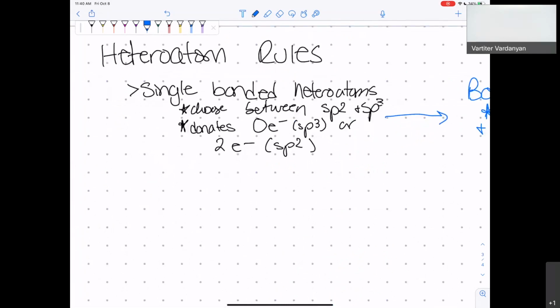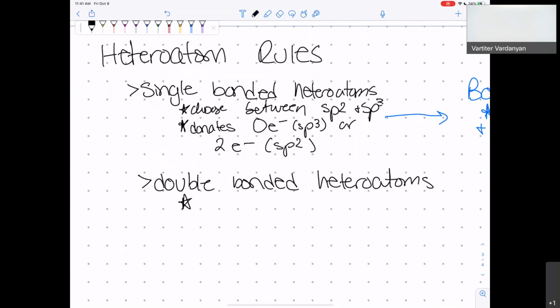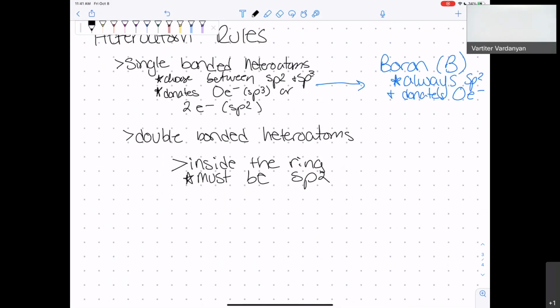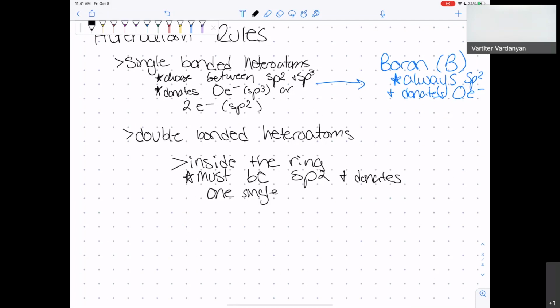All right. So we talked about if heteroatoms are single bonded, but what happens if they're double bonded? So if a heteroatom is double bonded, it must be sp2. Actually, before you write that down, I'm so sorry. I'm going to break it down into 2 parts. I forgot. So if it's double bonded and it's double bonded inside the ring, it must be sp2, and it donates 1 single electron.